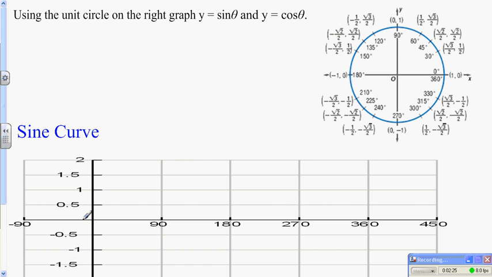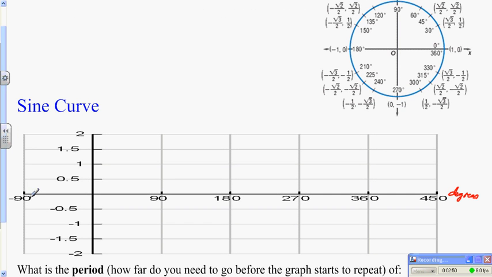I'm going to take a little bit of time here to look at a graph of sine and cosine, unlike what we've seen with the unit circle. And that is to make a y-axis that refers to real numbers, and an x-axis that refers to either degrees or radians. In this case, they are all degrees. We're going to graph, using the unit circle, what it looks like on an xy plane.